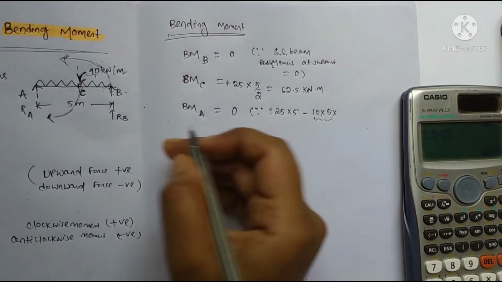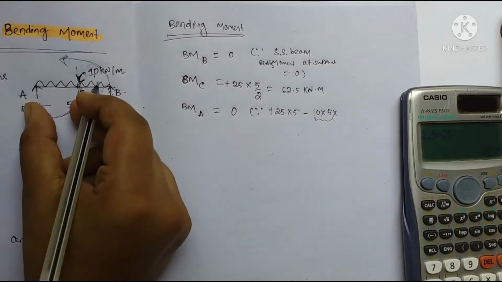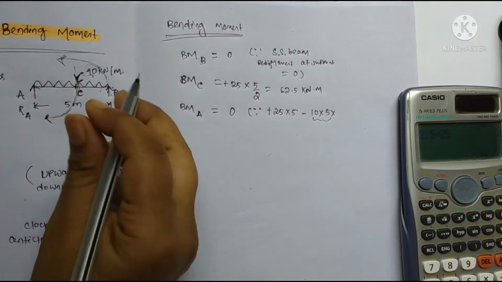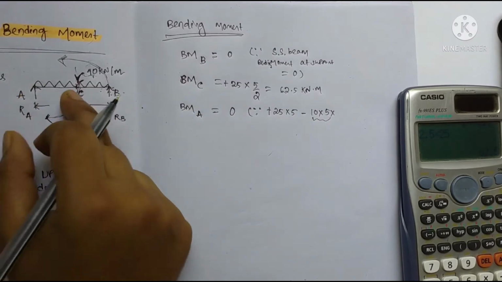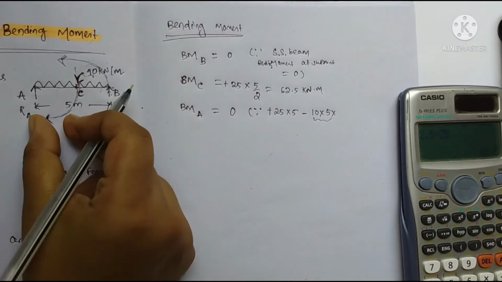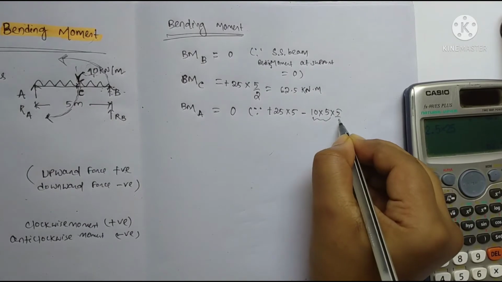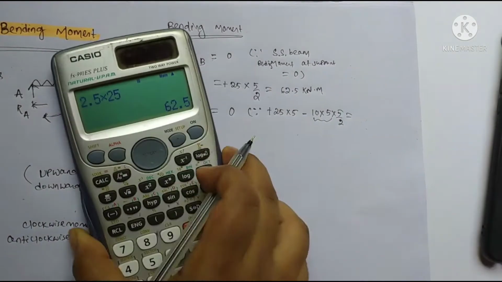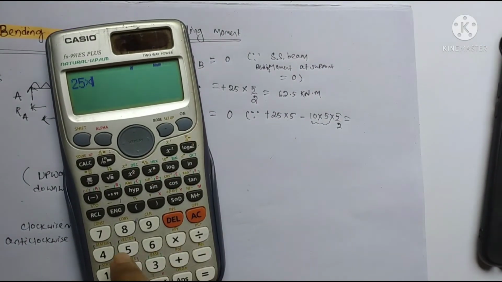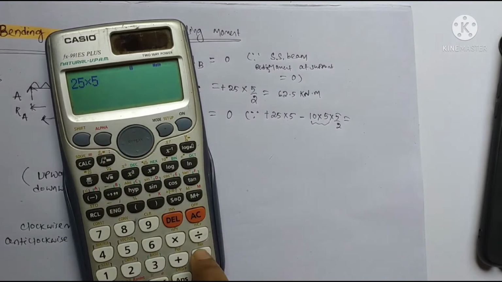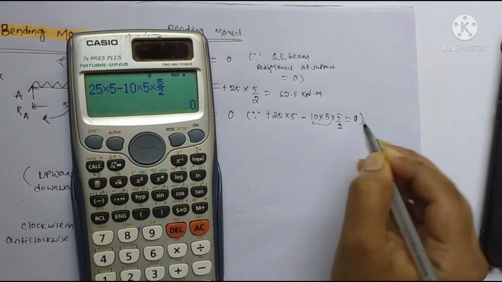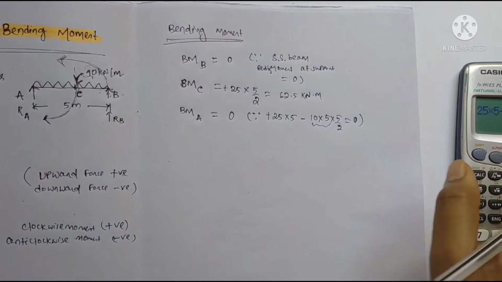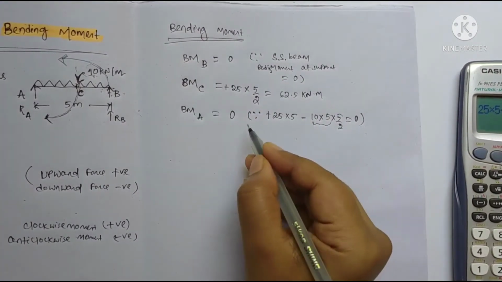So 10 into 5 into perpendicular distance is how much? The force will always act at the CG, so the distance will be half of the span because the load is acting over the entire span. So the distance is 5 by 2. Let's check how much it comes to. It must come to 0. 25 into 5 minus 10 into 5 into 5 by 2. That will be 0. Hence we prove that in a simply supported beam the bending moment at the support will be 0.